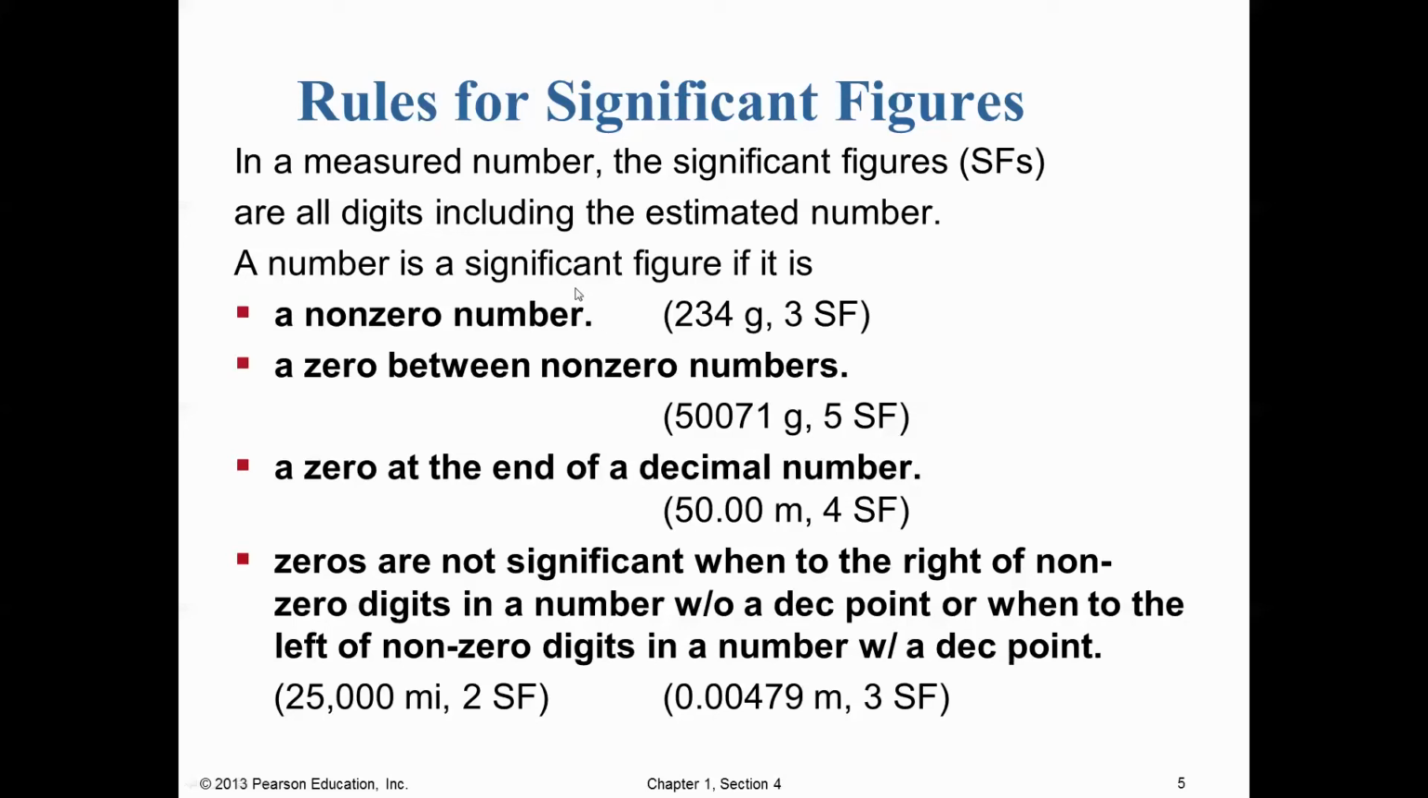All non-zero digits are going to be significant. So in the example of 234 grams, these are all non-zero digits, and therefore this number has 3 significant figures, these 3 digits right here.